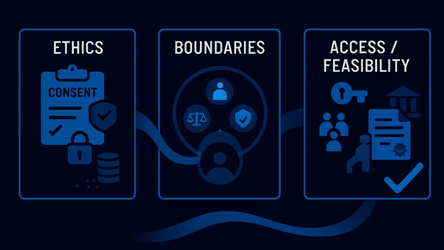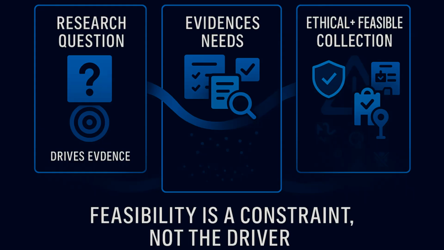Data collection must be ethical, legally appropriate, and respectful. That includes informed consent, confidentiality, minimizing harm, secure storage, and clear boundaries. Access also matters. You must be able to recruit participants, obtain permissions, and legally obtain any institutional data you plan to use. Feasibility is a real constraint, but it cannot become the driver of design if it breaks alignment. The research question determines what evidence is needed, and then the job is to find an ethical and feasible way to collect it. There are predictable mistakes students make in this phase.